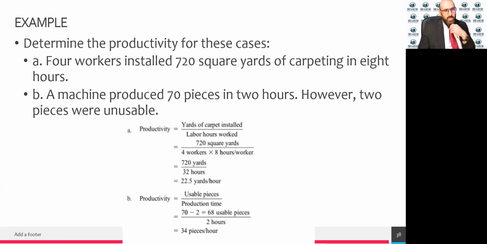For part B, a machine produced 70 pieces in 2 hours. However, 2 pieces were unusable, so defects or something. So productivity in this case would be just the pieces that we use, which is 68 divided by 2 hours, which is 34 pieces per hour, which is basically the output divided by the input again.